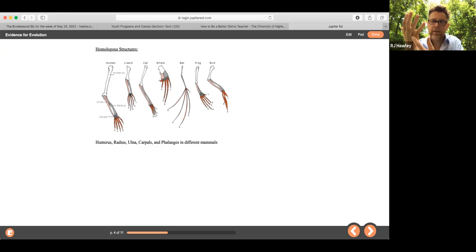And they're attached by tendons. Remember we looked at in class, the tendons that curl the pinky, they run all the way down the arm here. So what does this tell us? This tells us that all these creatures probably descended from a common ancestor.